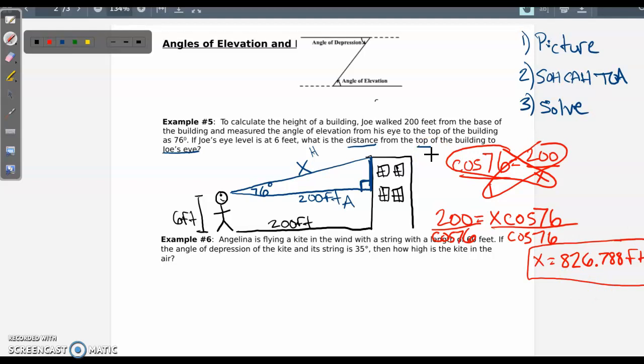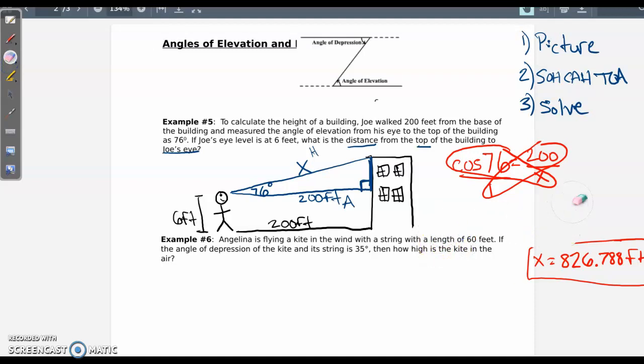Let's look at example 6. I'm going to pause the video and we're going to draw a picture. So Angelina is flying a kite in the wind with a string with a length of 60 feet. The angle of depression of the kite, that means pointing down, is 35 degrees. How high is the kite in the air?